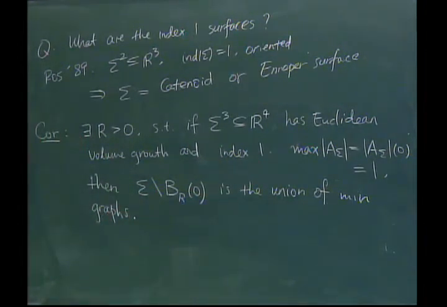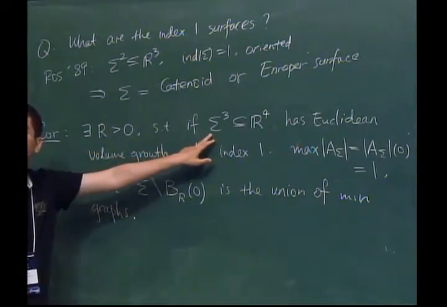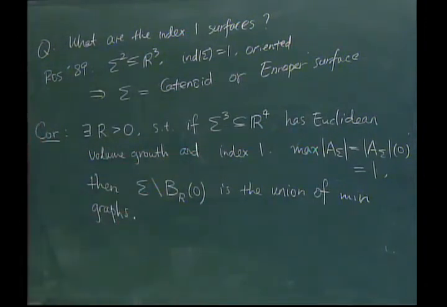Does Euclidean volume growth mean quadratic? Well, it's a three-dimensional surface, so it's cubic. Yeah. Right. So maybe this corollary can be viewed as evidence that somehow the catenoid is still the unique minimal hypersurface with index 1 and Euclidean volume growth.